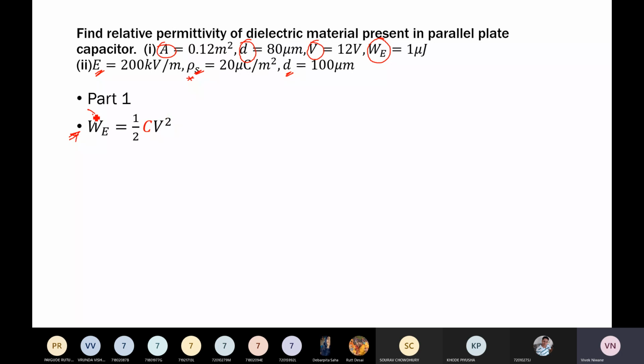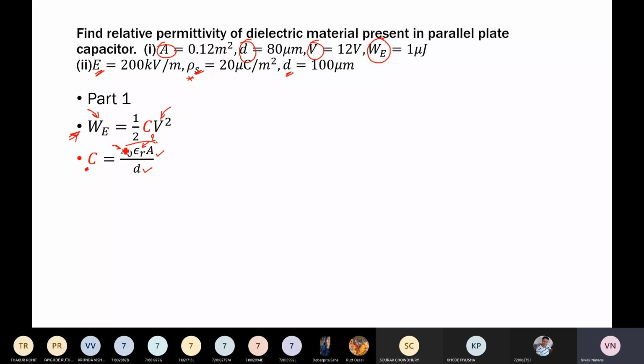Here WE is given, V is given, we need to calculate C. C is expressed for a parallel plate capacitor as epsilon A upon D, where epsilon is nothing but epsilon 0 epsilon r. Epsilon 0 is a known quantity, epsilon r is what is to be calculated: find the relative permittivity of the dielectric material. So we need to find epsilon r. A is given, D is given. Okay, so we have two unknowns over here, C and epsilon r.